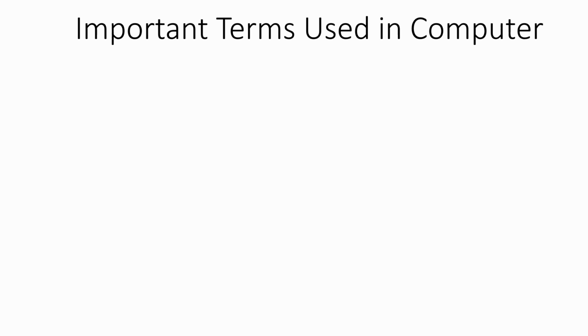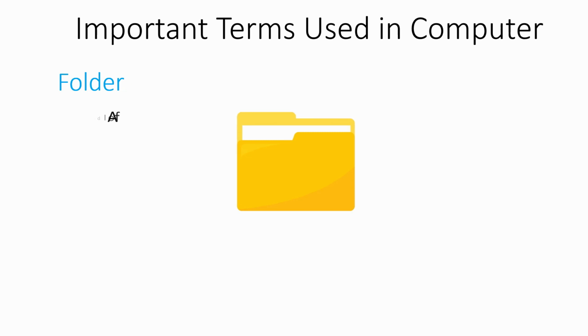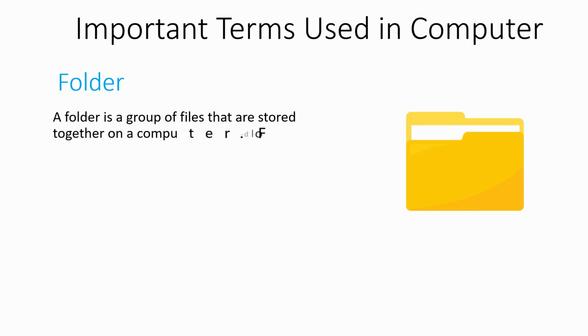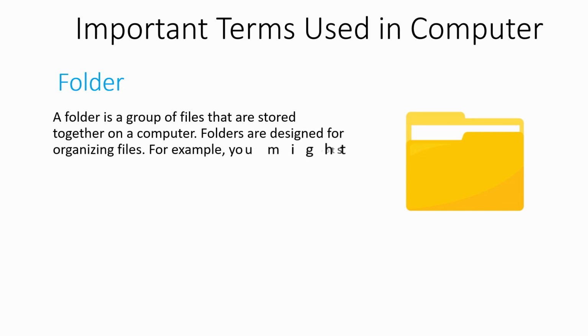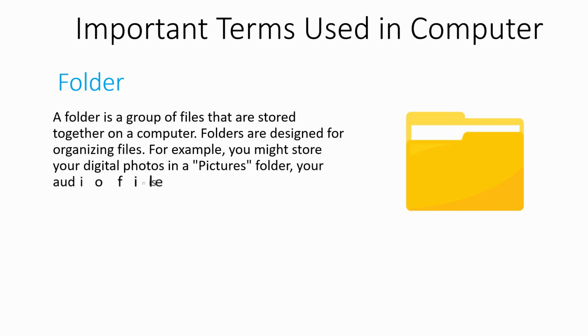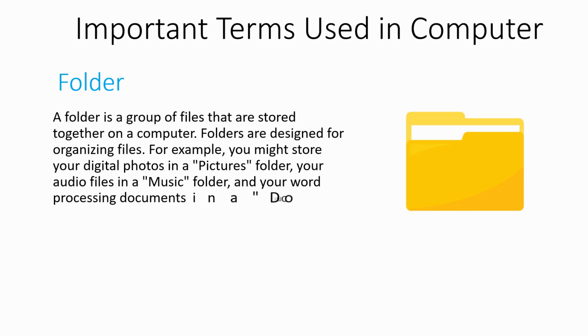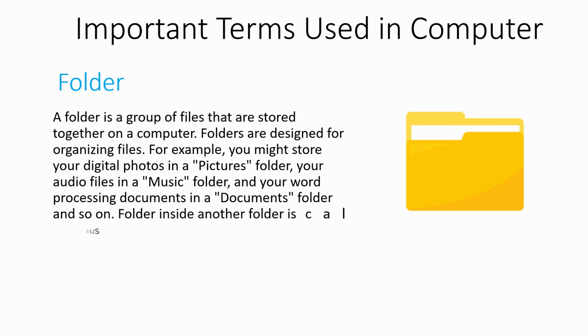Finally, let me tell you about the another important term, that is folder. We all might have seen this folder in our computer and mobile. Actually, folder is the group of files that are stored together on the computer. Folders are designed for organizing the files. We can organize our files in a specific location by giving a particular name, that is the folder. For example, you might store your digital photos in a picture folder, your audio files in a music folder, and your word processing documents in a document folder, and so on. A folder inside another folder is known as the subfolder.